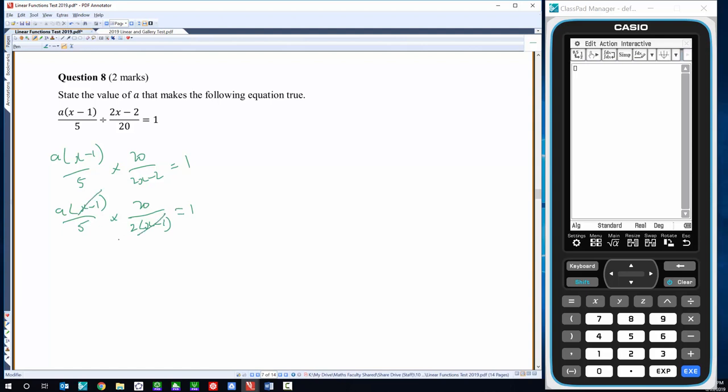Now we're going to note that these two can cancel out. This can cancel with that. That can cancel with that. That should be a 1. That's a 2. So we're left with 2a over 1 equals 1. Divide by 2, divide by 2, a equals a half.